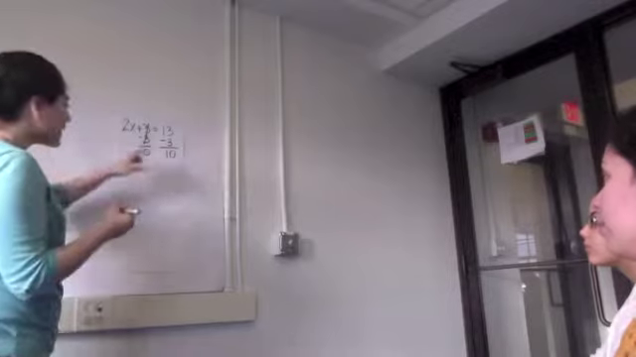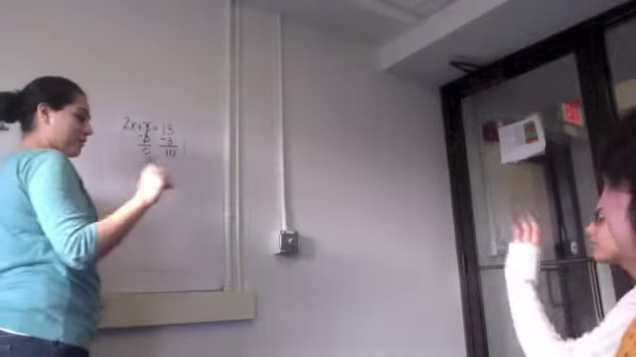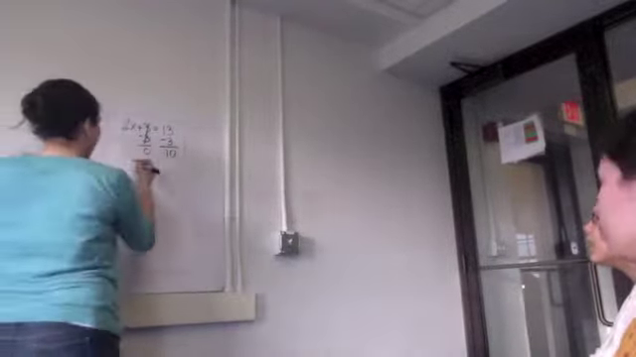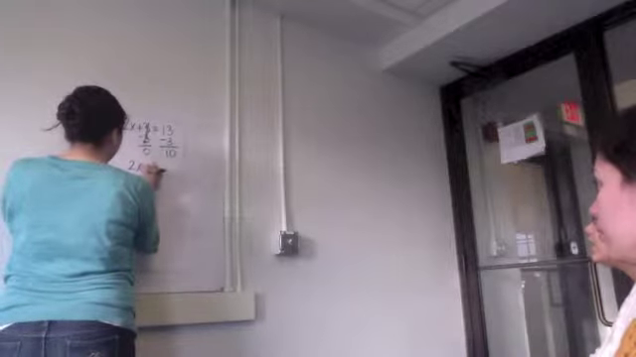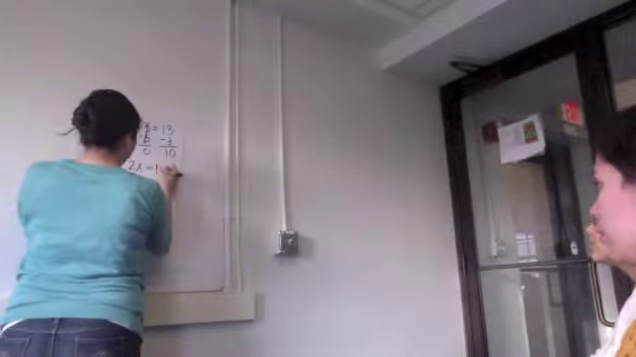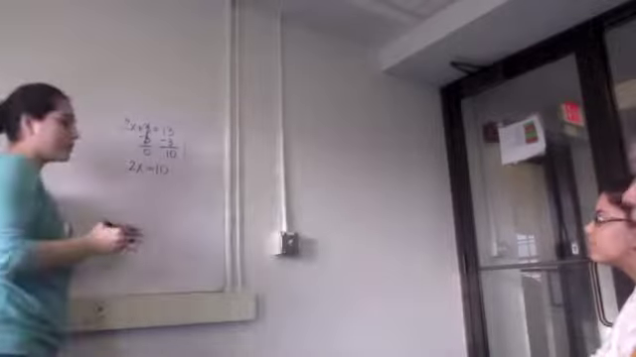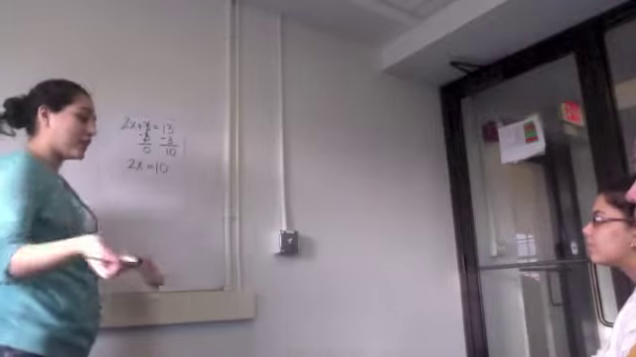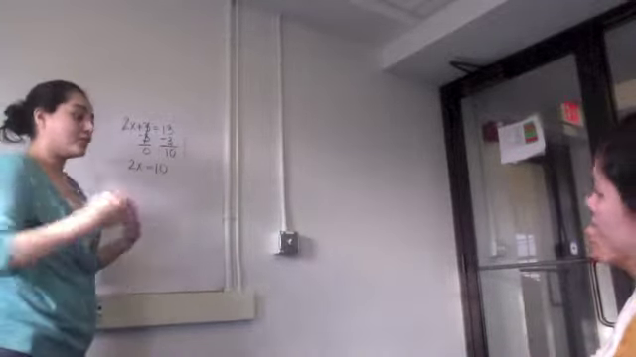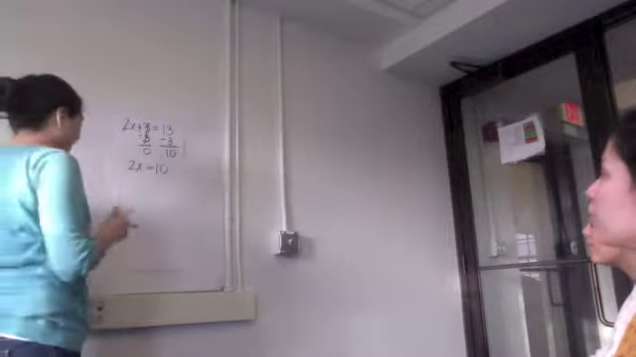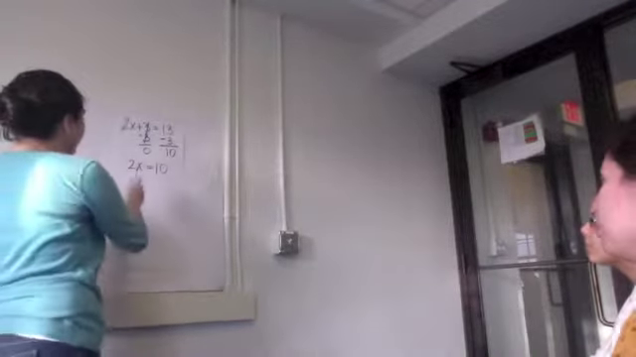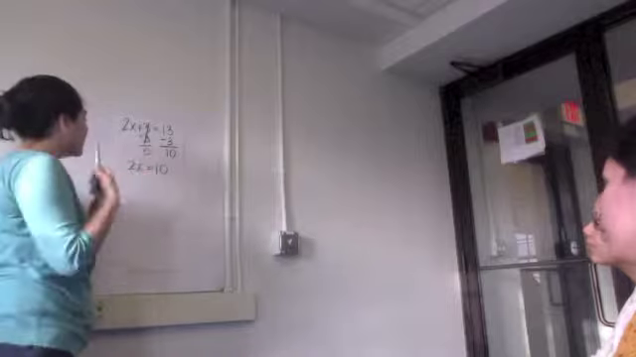So, who can rewrite the equation for me based on what we have? Michelle? 2x equals 10. Alright, and we don't need to worry about the 0 because we know that adding 0 to anything makes it itself. So, we don't want to confuse ourselves with that. Alright, so we have 2x equals 10. What is our next step?